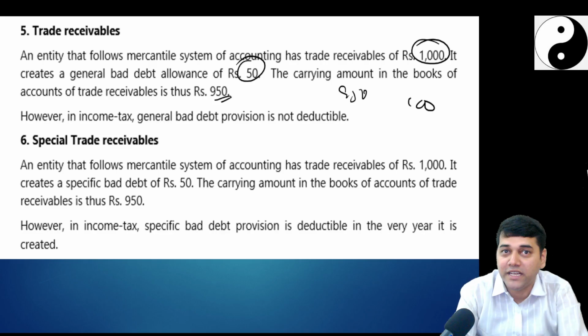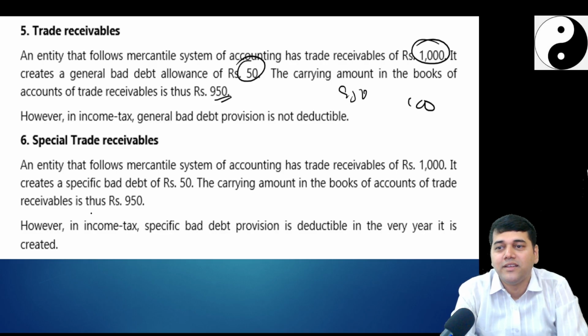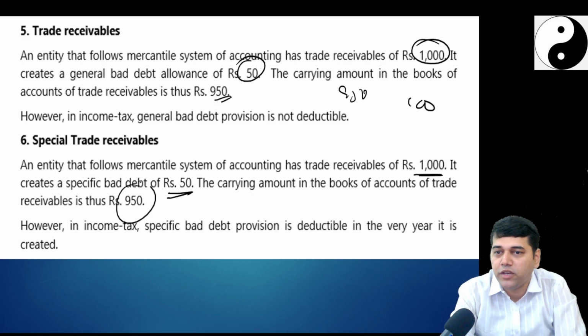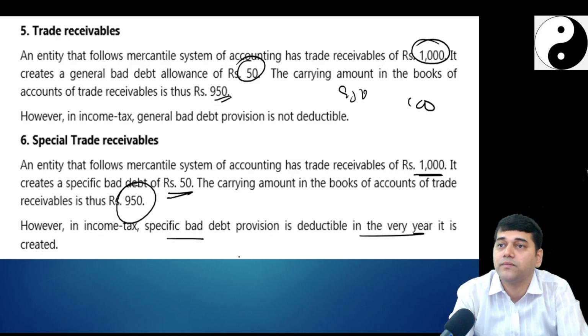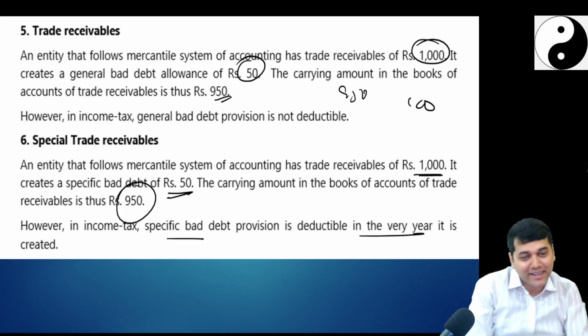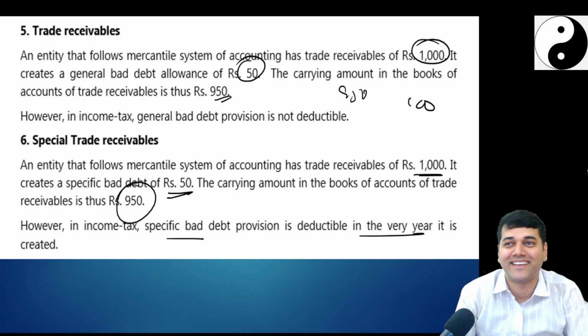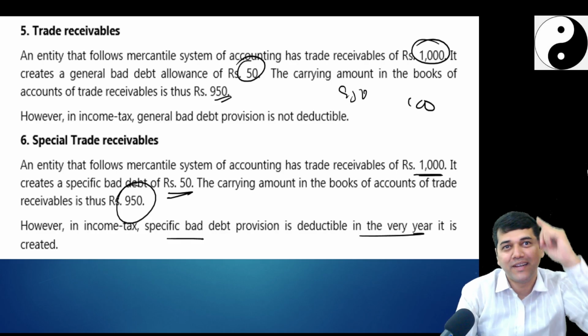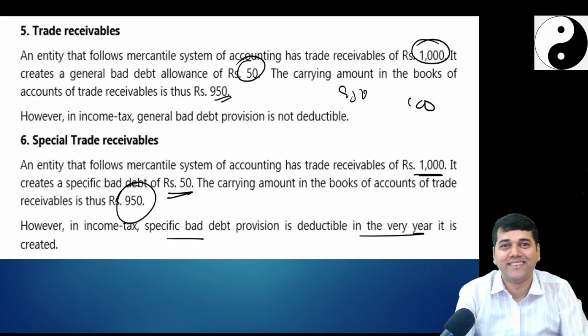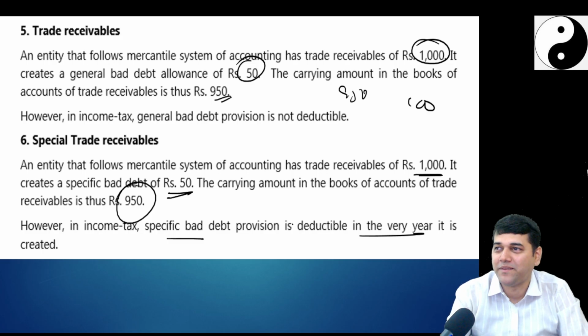You don't need any income tax knowledge here. An entity follows the mercantile system, has a trade receivable of 1,000 and claimed a bad debt provision for it, and the book value is 950. But income tax specific bad debt is deductible in the very first year it is created only. 950 and 0. Don't jump. Huh? Oh, fire, nothing happens. You don't put your hand into the fire there. My mind will tell me immediately. Read the question now.